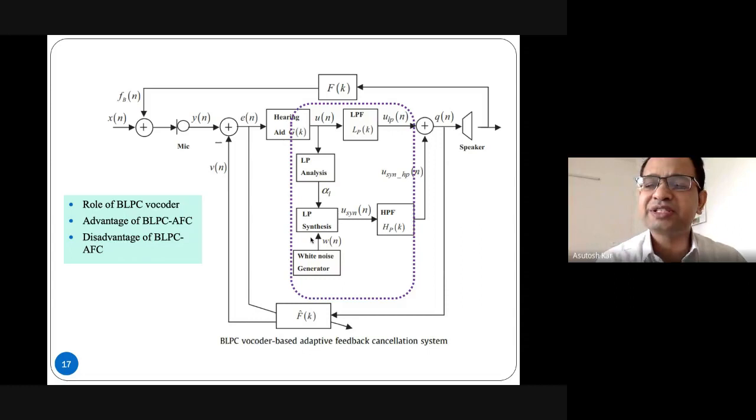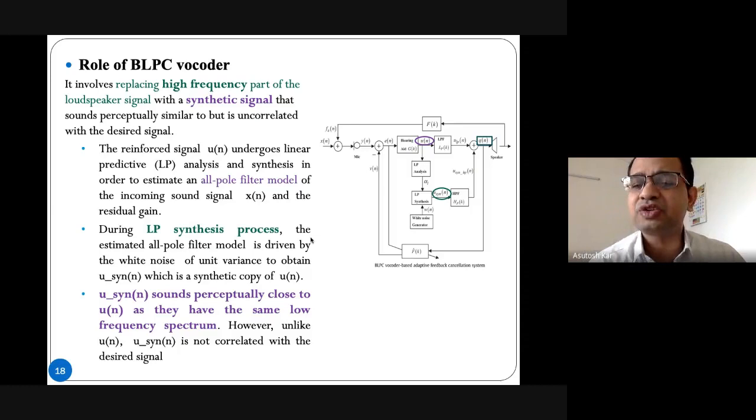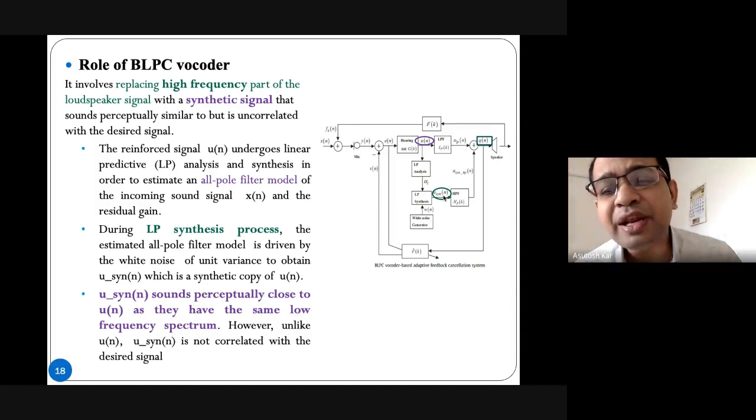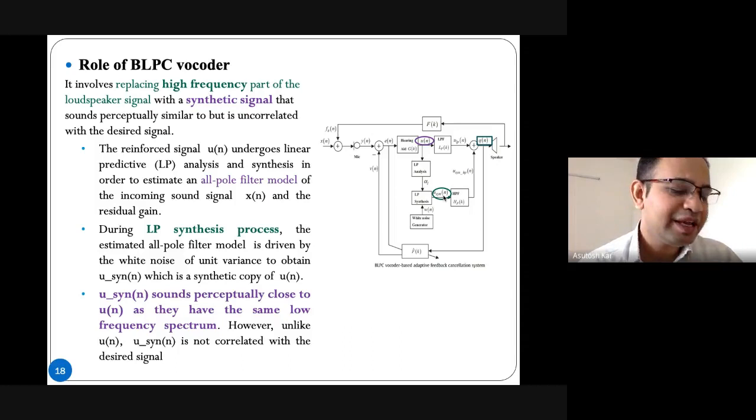Let me show over here. So you see a synthetic version. UN, which has been circled with the purple, and USYN, which is circled with the green mark. SYN means synthetic. That SYN sounds perceptually quite similar to the UN. But it's not exactly the same. Why is it not the same? Because we are also using a white noise generator, or we are using white noise. And white noise, all of you know what it is. White noise is an IID process. IID means independently and identically distributed.